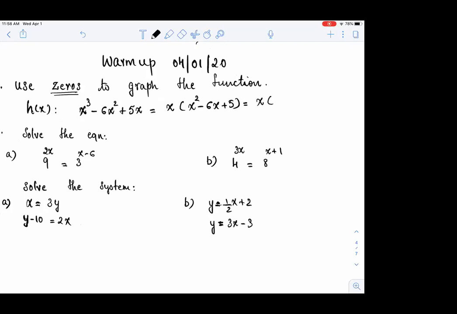How would you factor x squared minus 6x plus 5? I'm going to ask a question to Jasmine. Jasmine, do you need only the x method or the x and box method to factor x squared minus 6x plus 5? You only need the x method. Very good. Okay, so tell me what are the factors.